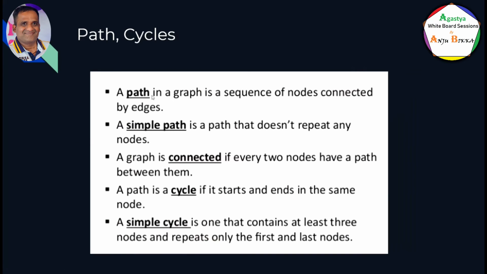Now we are going to discuss what is a path. We can see a path in a graph is a sequence of nodes connected by edges. Sequence of nodes connected by edges. So if this is node 1, node 2 and node 3, a sequence of nodes connected by edges. So this is a path. This is a path.